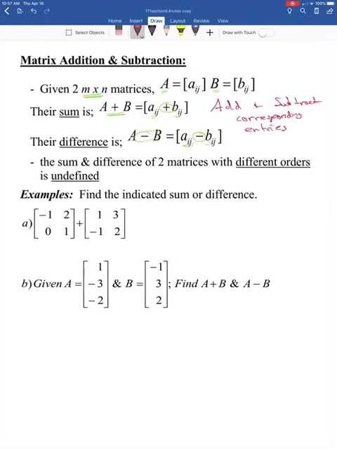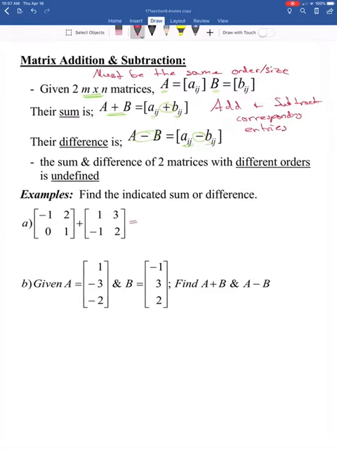So again, make sure they must be the same size, must be the same order or size. I'm going to look at it, order is size. So down here, let's go to our example here. Let's find the indicated sum or difference.